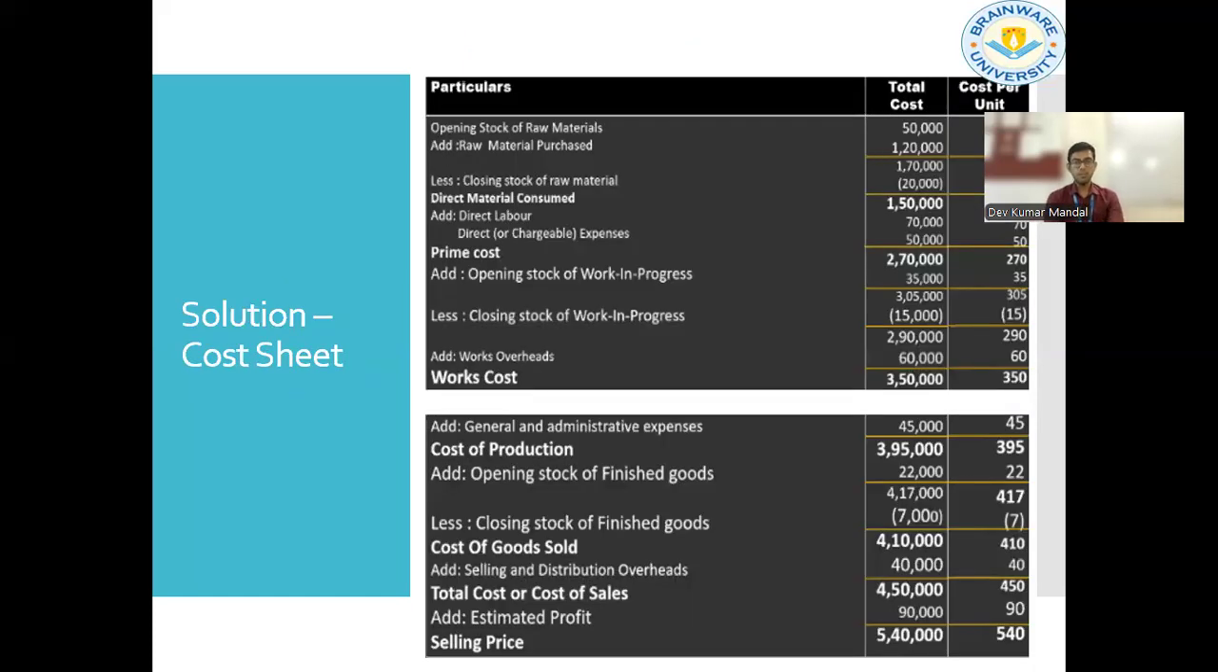So this is the solution. All of you, please refer to the solution. After calculating the raw materials, we calculate the prime cost. To the prime cost, we add the opening work in progress and less the closing work in progress. This comes to the works cost. After calculating the works cost, we calculate the cost of production. After the cost of production, we calculate the cost of goods sold. After the cost of goods sold, we calculate the total cost or cost of sales. After that, we add the profit and then we calculate the selling price. Please, all of you, note down this solution for your future questions.